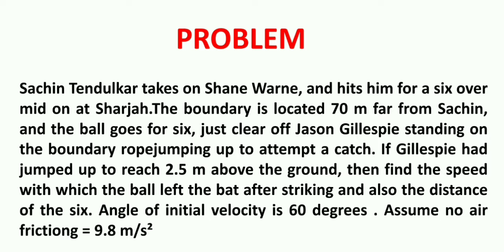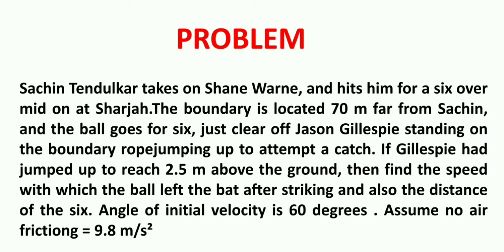If Gillespie had jumped up to reach 2.5 meters above the ground, then find the speed with which the ball left the bat after striking and the distance of the 6. The angle of initial velocity is given as 60 degrees. Assume no air friction, and g is given as 9.8 meters per second squared. So we have been given the angle of initial velocity, that is 60 degrees, and it is told that just at the boundary rope Jason Gillespie is standing.